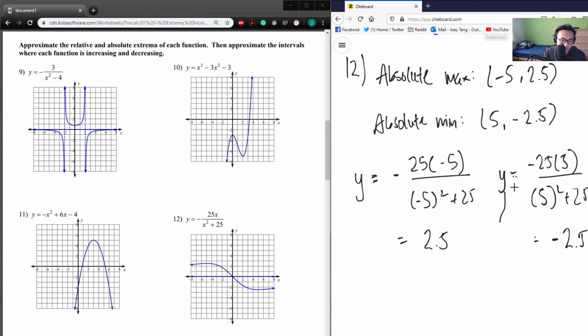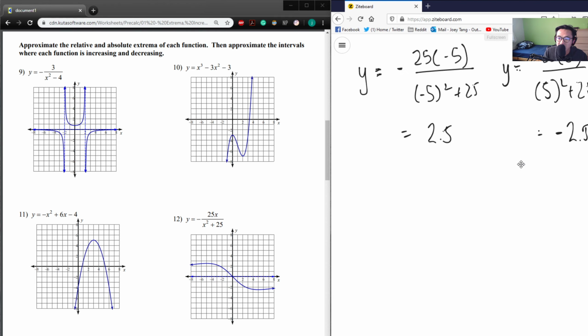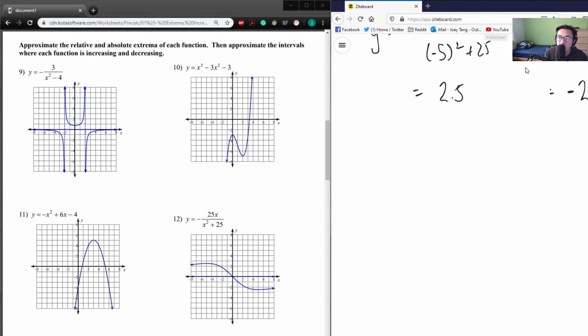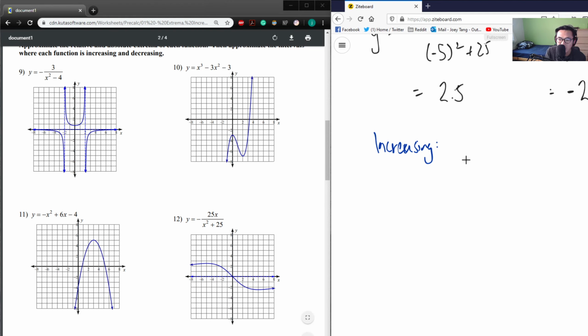So let's do intervals of increasing and decreasing. Let me move us up all the way here. So let's do increasing intervals first, so periods of increasing. As you can see here, it's going to increase here. My y values are increasing all the way up to negative 5 in this case. So from negative infinity towards negative 5 would be a period of increase.